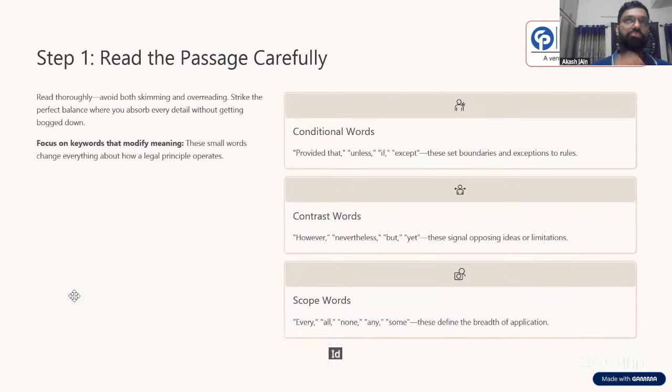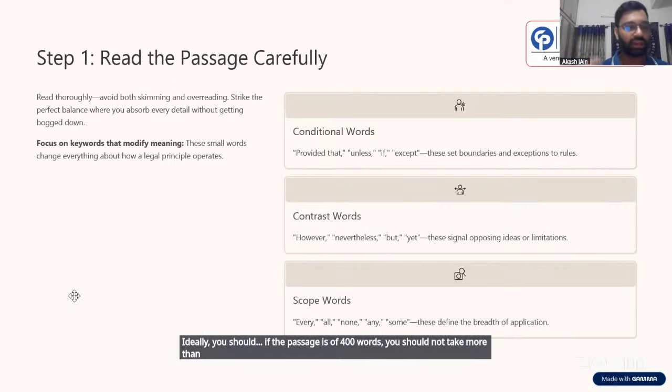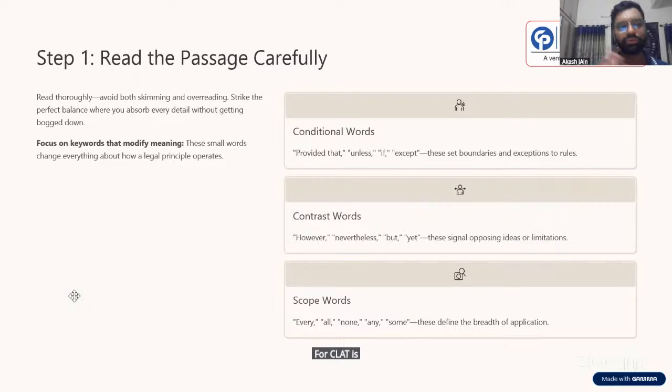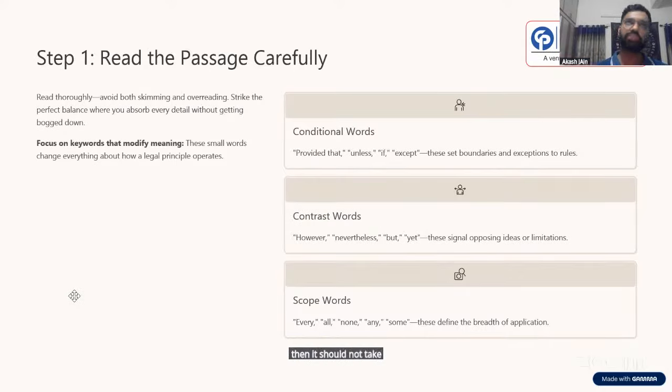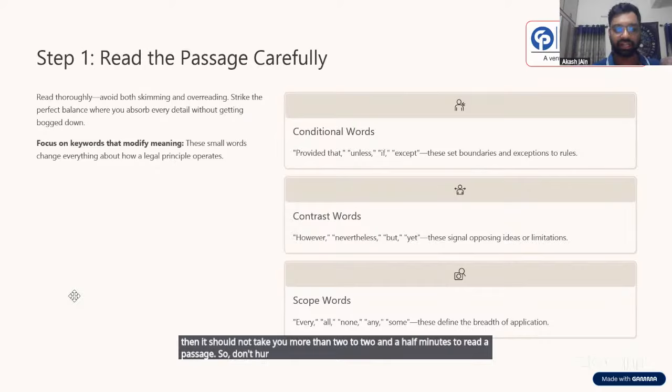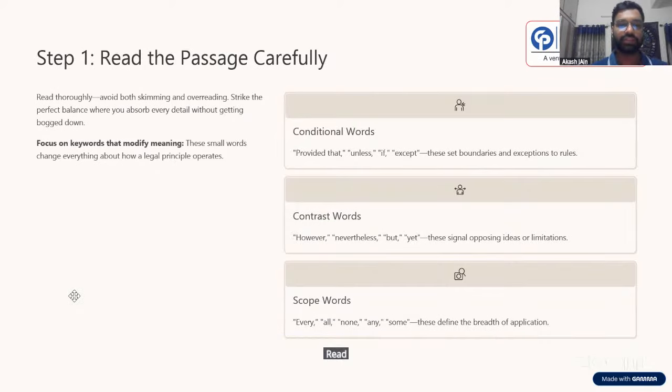Ideally, if the passage is of 400 words, you should not take more than 2 to 2.5 minutes. The ideal reading speed for CLAT is about 150 to 200 words per minute. So if you have that reading speed, then it should not take you more than 2 to 2.5 minutes to read a passage. So don't hurry, don't rush through it. Read the passage carefully. That's the key. Now, moving on.